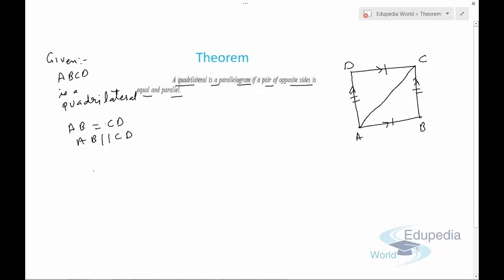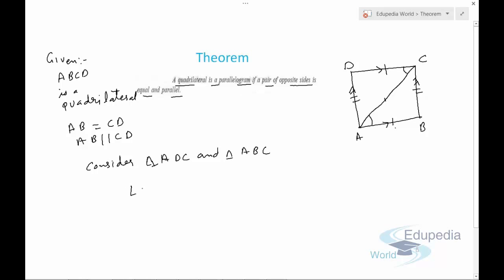Now let's consider triangle ADC and triangle ABC. So we have two triangles now. Let's prove that these triangles are congruent. We can say that first this angle equals this angle, this side is equal, which is given, and this side is common. So these two triangles are congruent by SAS. Let's write it now.